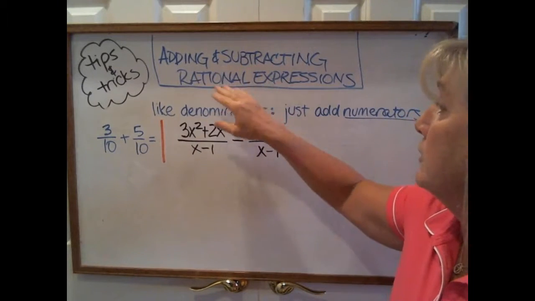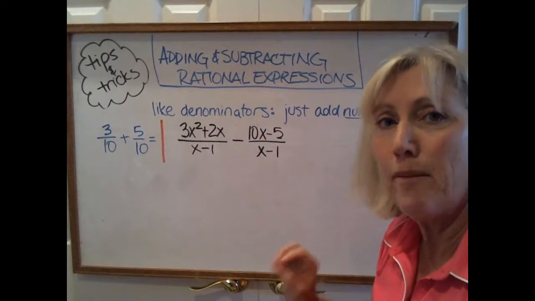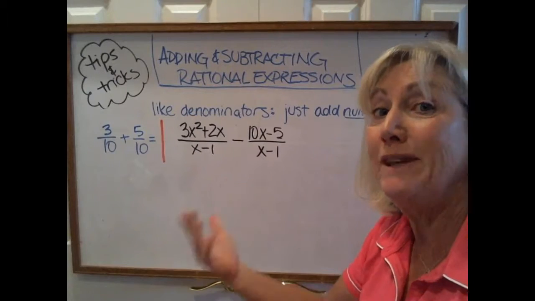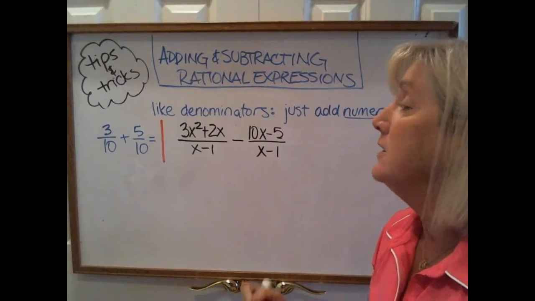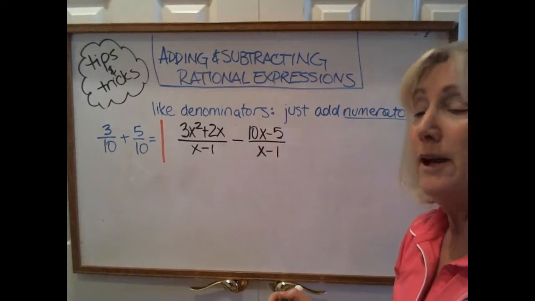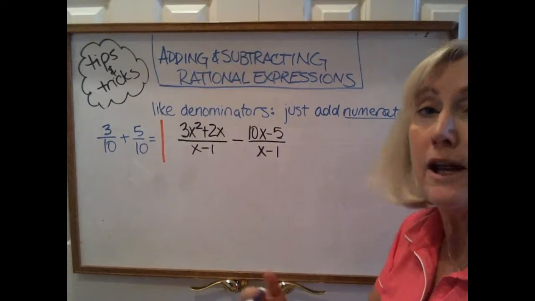So the first one that I'm going to show you is when we have like denominators. That's much easier than when we have unlike denominators and have to get a common denominator. So I'm going to start out here. We have tenths as denominators, so what we need to do is just add the numerators and keep the denominators the same.